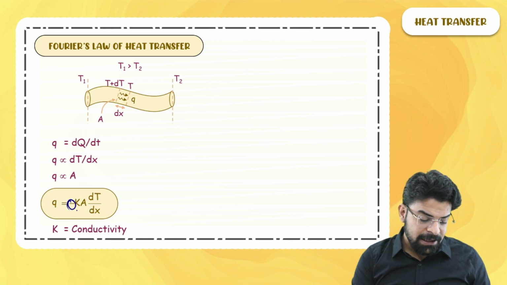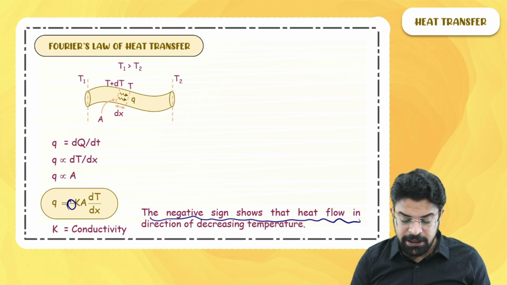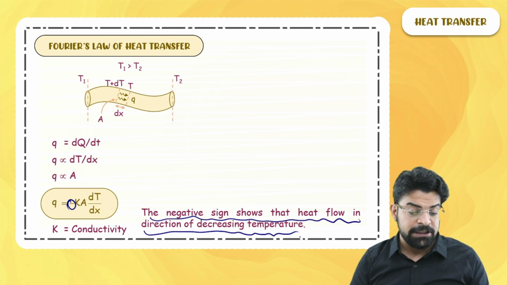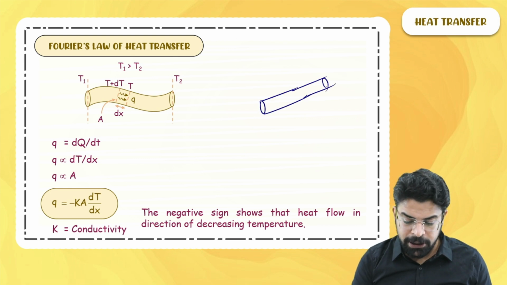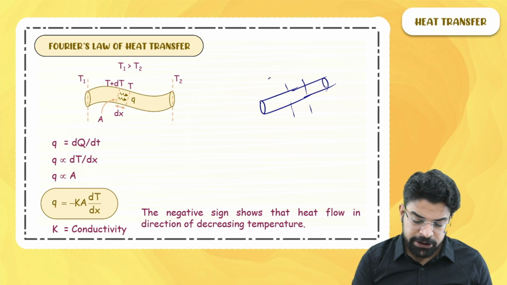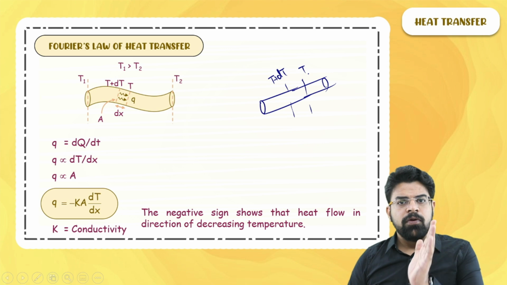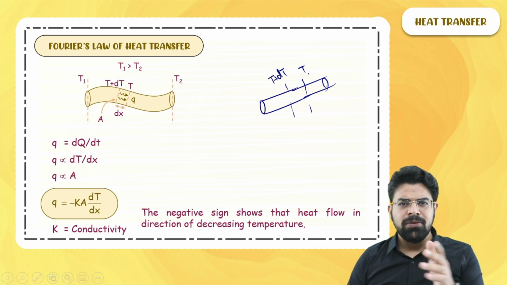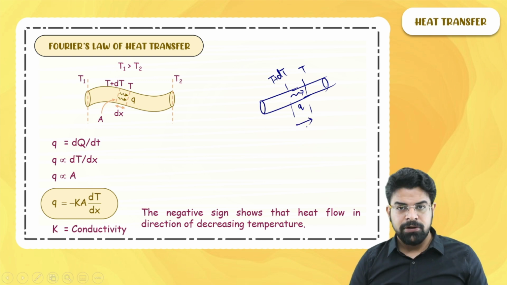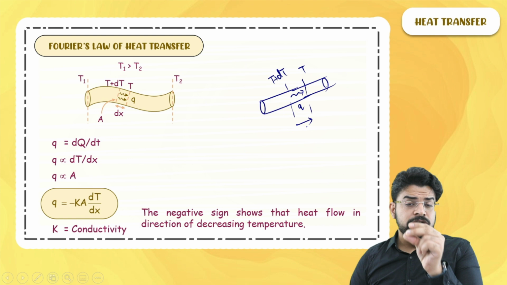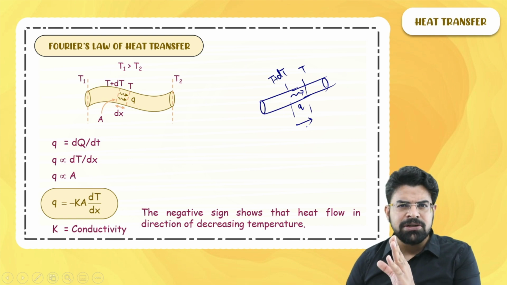Sir, why is there a minus sign? The negative sign here shows that the heat flows in the direction of decreasing temperature. If I ask you, look at one small part. Here the temperature is T plus dT, here the temperature is T. Heat will flow from where to where? Sir, from higher to lower, so T plus dT to T. Now tell me, going from left to right, the change in temperature is positive or negative? Sir, going from left to right, the temperature decreases, so the change in temperature is negative.